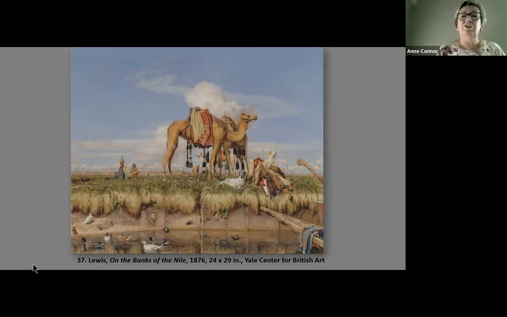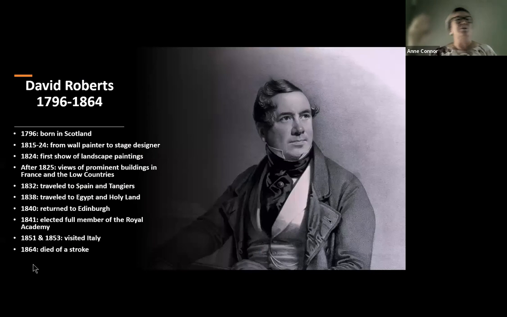And finally, another Englishman, or Scottish, I should say, sorry, for Scotland. David Roberts, born in Scotland in 1796, went from wall painter to stage designer, then did landscape painting, and then finally in 32, again the same time as Delacroix, traveled to Spain and Tangiers, and then later on traveled to Egypt and the Holy Land, returned to Edinburgh in 1840, became a full member of the Royal Academy in 41, then went to Italy and died of a stroke in 1864.